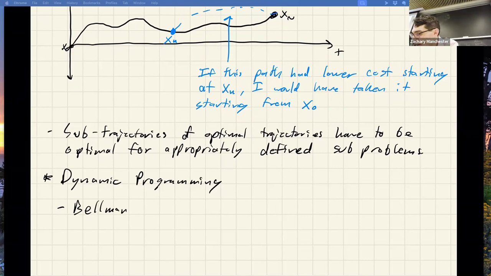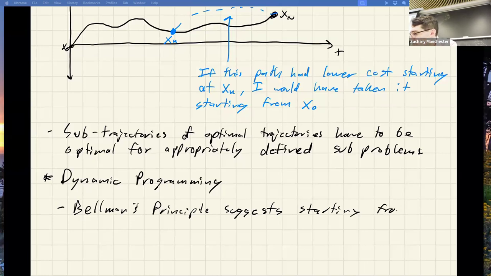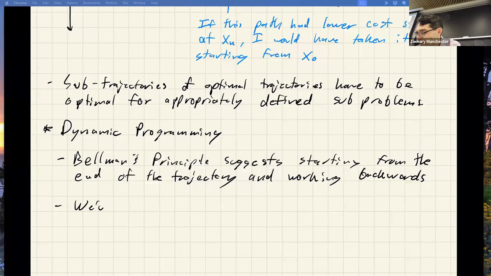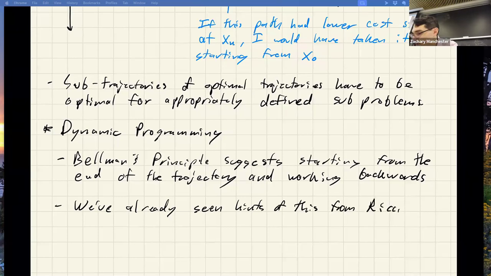So let's write that down. This suggests starting from the end of the trajectory and working backwards. And as I said, we've already seen some hints of this from the Riccati stuff.